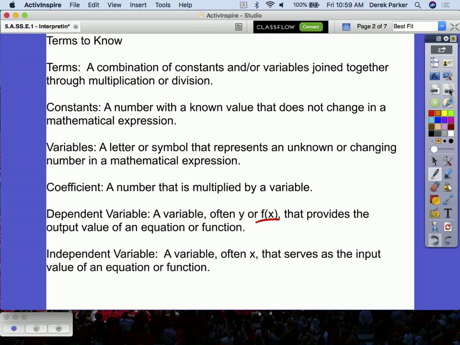Coefficient: a number that is multiplied by a variable. Dependent variable is your y or f of x value. F of x will come back later in the next few units. An independent variable is often x.